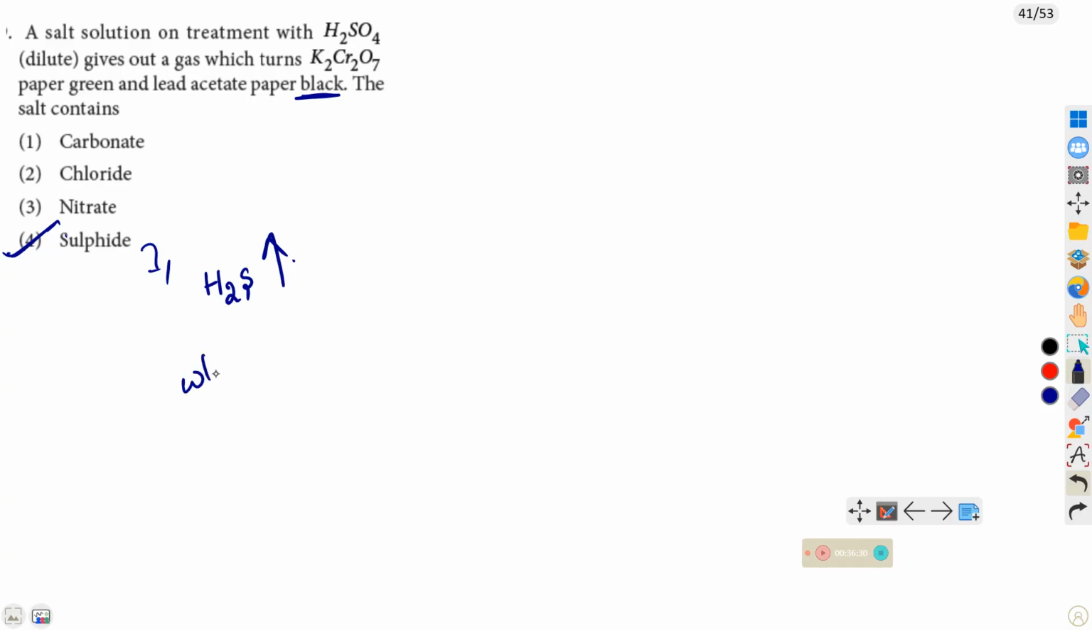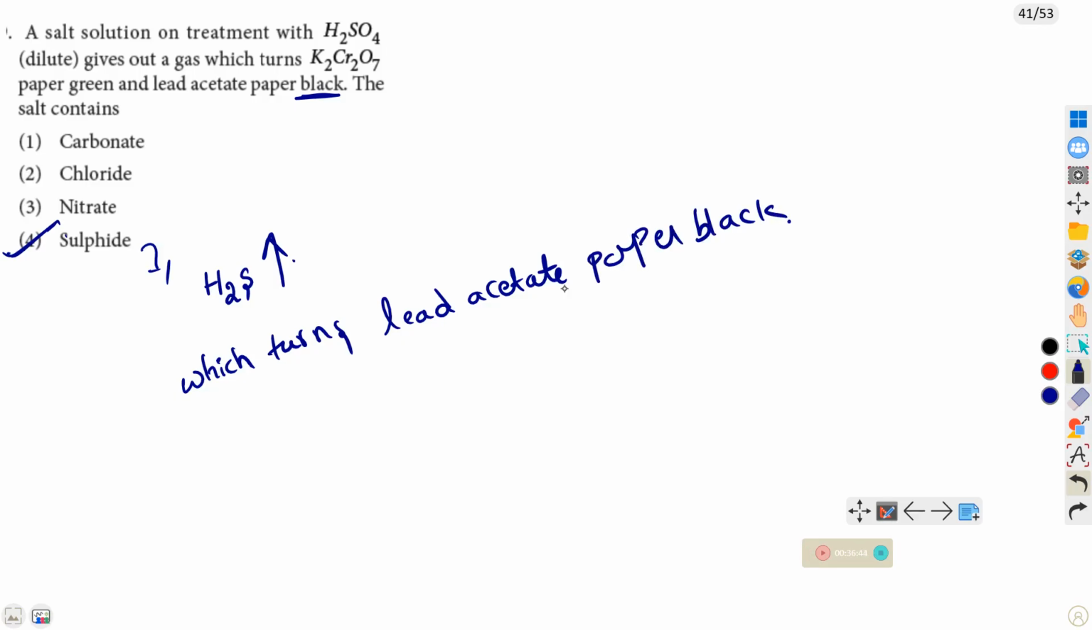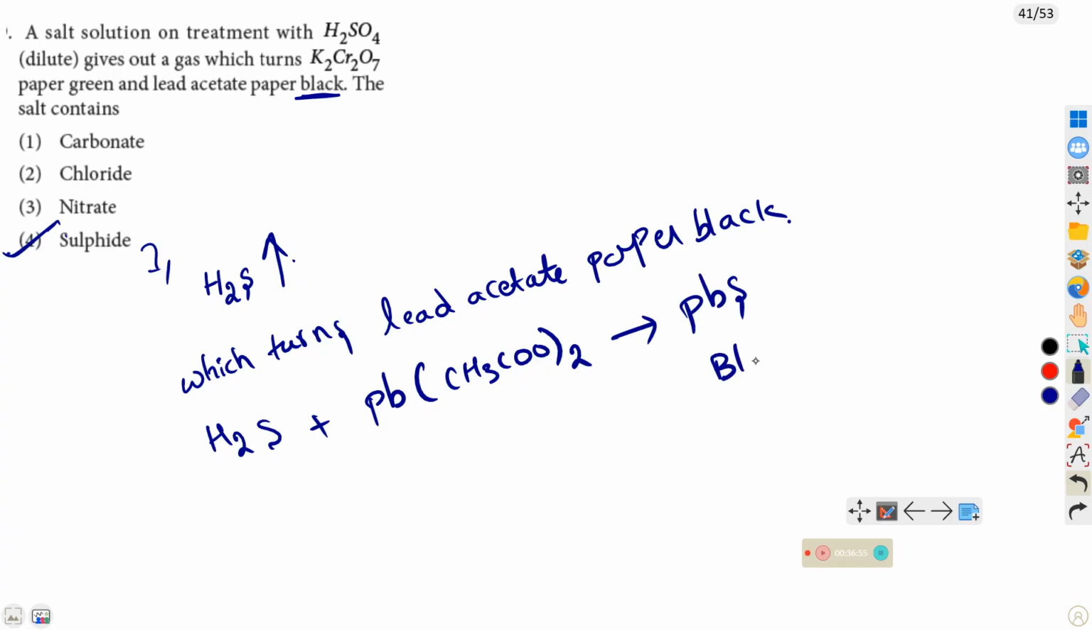which turns lead acetate paper black. How is it? H2S reacts with Pb(CH3COO)2, taken twice. Then it gives lead sulfide. Lead sulfide color is black. Plus 2 moles of CH3COOH.